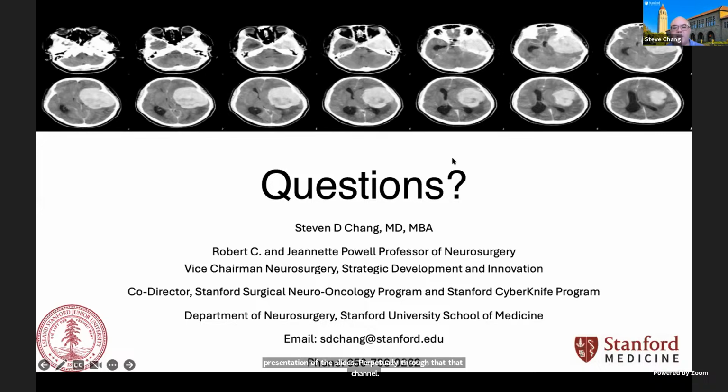Okay, the next question talks about, they give a little bit of history. So let me just take a read of this. Okay, so the patient has about a 1 centimeter by 1 centimeter meningioma down around the upper spinal cord.